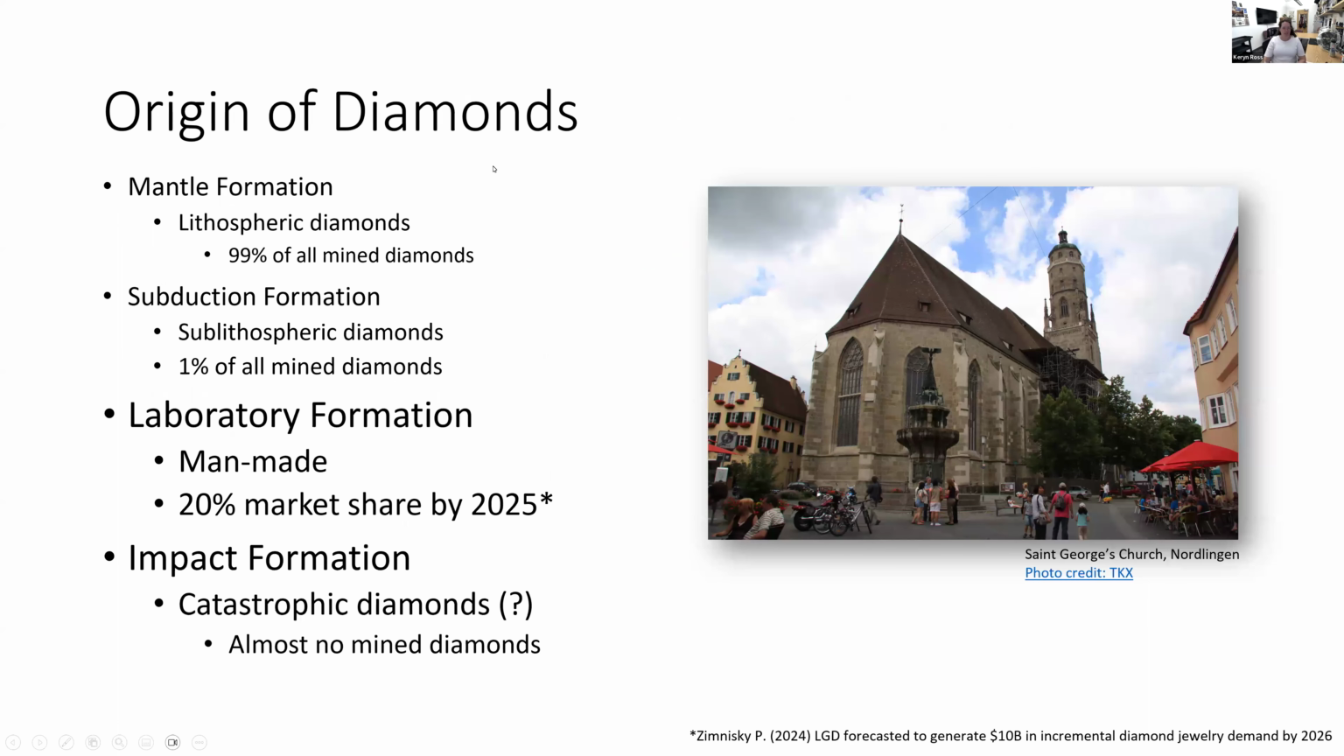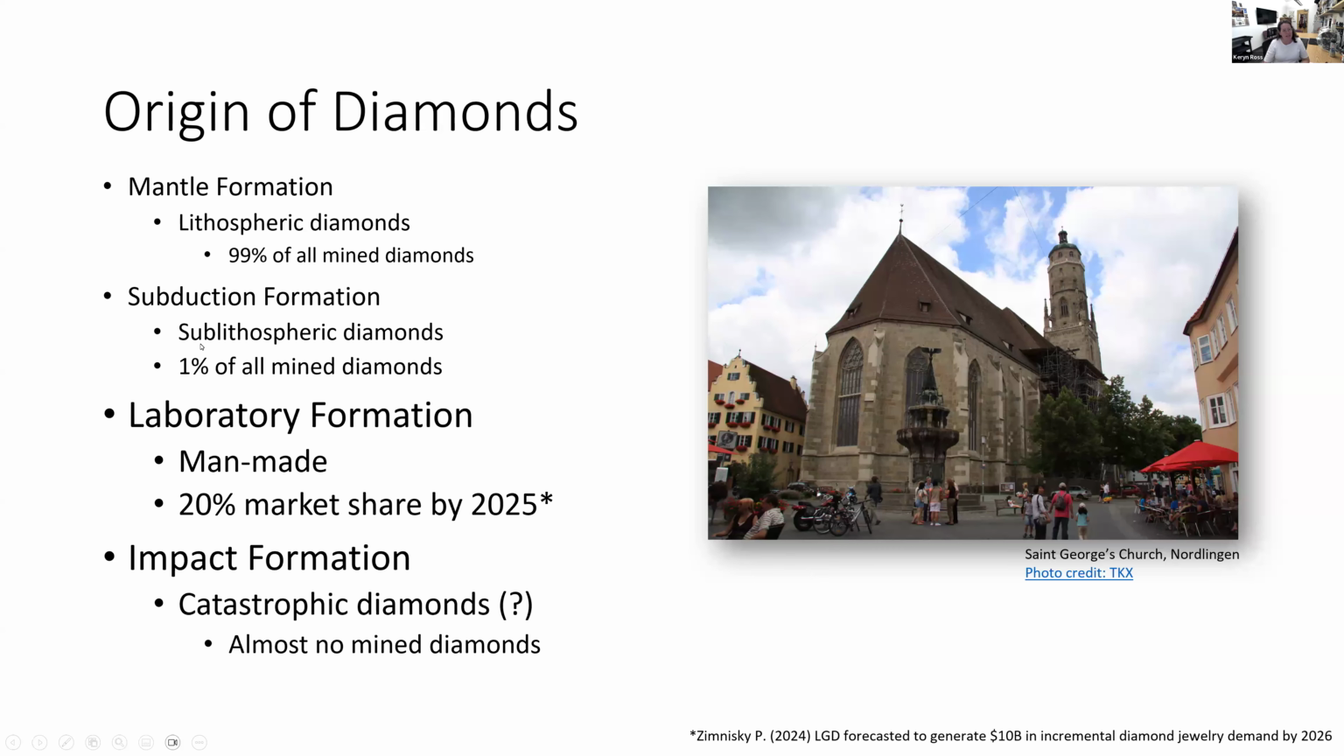So let's talk about the origin of diamonds. We have our mantle formation. That's 99% of our diamonds. That's the stuff we've been talking about forever. Lithospheric diamonds, the ones that are in the lithospheric mantle, cratonic lithosphere, whatever you want to call it. 99% of all mined diamonds are from there.